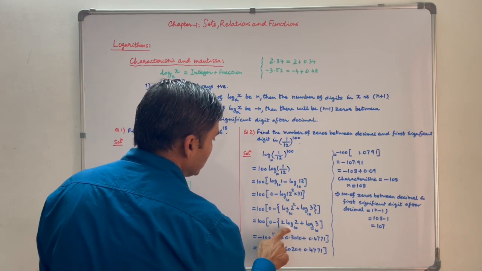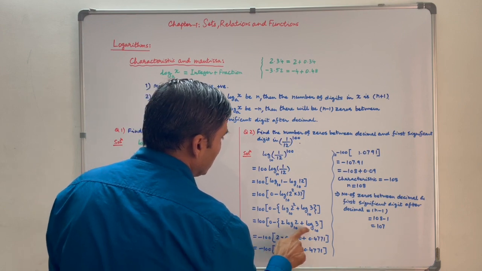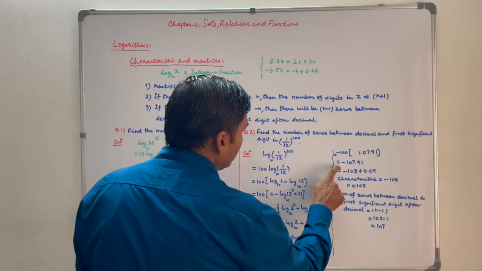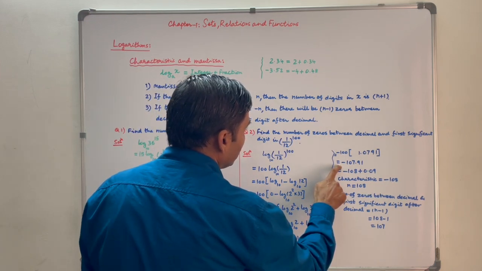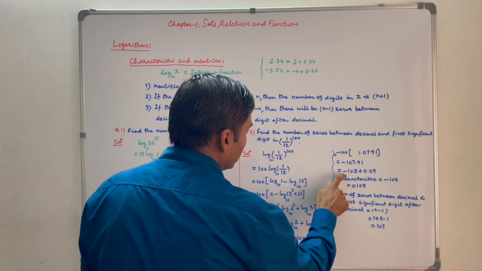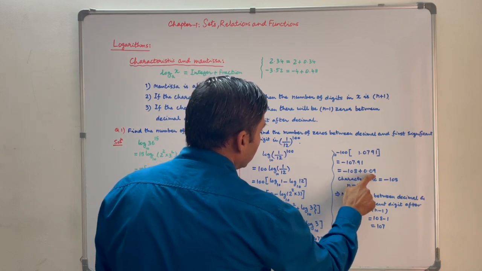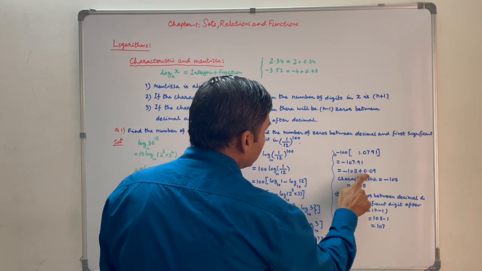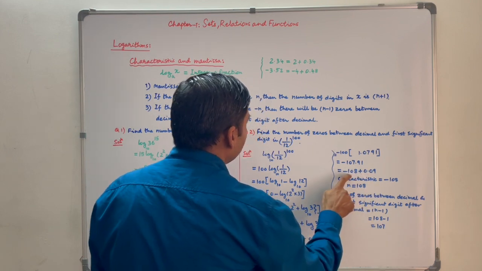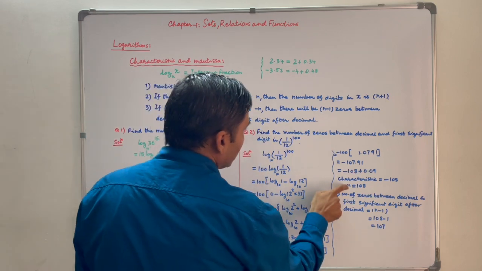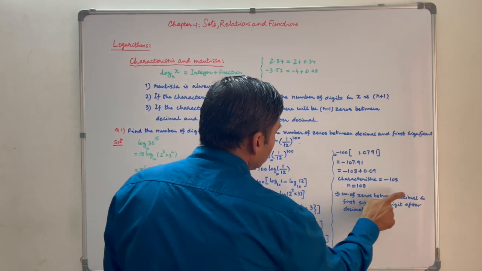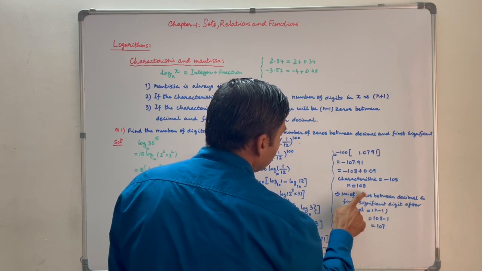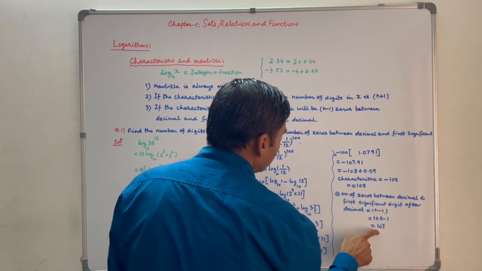Value of log 2 base 10 is 0.3010 and value of log 3 base 10 is 0.4771. So this comes out to be minus 107.91, which can be written as minus 108 plus 0.09. So the characteristic is minus 108 and mantissa is 0.09. So we have figured out n. So n is 108. So number of zeros between decimal and first significant digit after decimal is n minus 1, meaning 108 minus 1, that is 107.